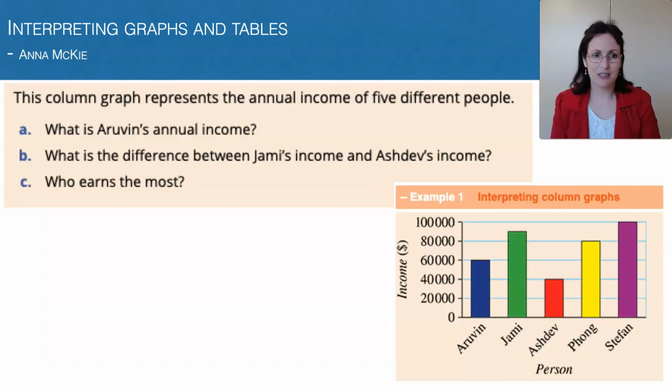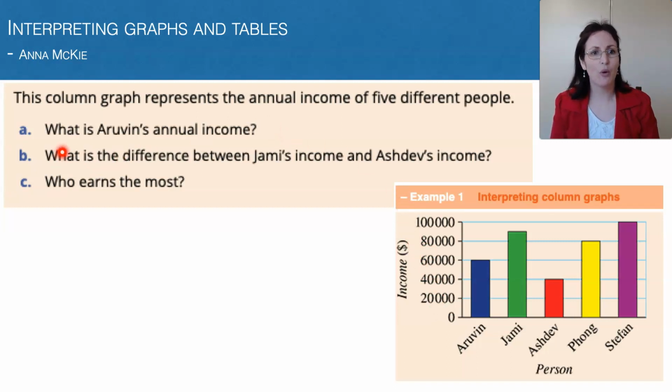So for these questions, first one, the column graph represents the annual income of 5 different people. Let's take a moment just to look at the graph that we're asked to describe. On our horizontal axis, we've got 5 people. And on the vertical y-axis, we have their income in dollars. Notice that that's going up in $20,000 each time.